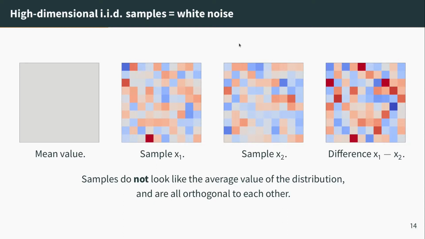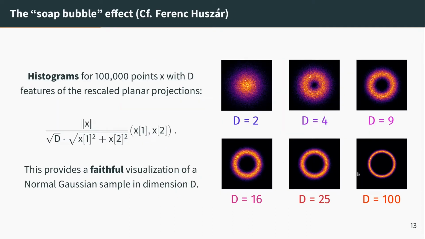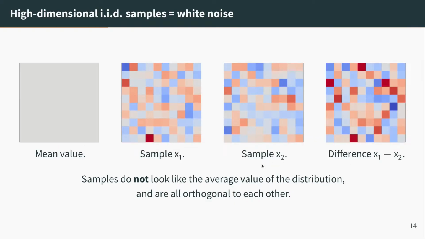And what can you see? What do you immediately understand here? Well, first, none of those two samples and none of the other samples that you can imagine looks like the mean value of the distribution, which is an image filled with zeros. This is exactly the equivalent of the fact that none of my high-dimensional samples looks like zero. They all look like an image that has a norm of 1 on average, but with intensities that depend on the precise pixel value.